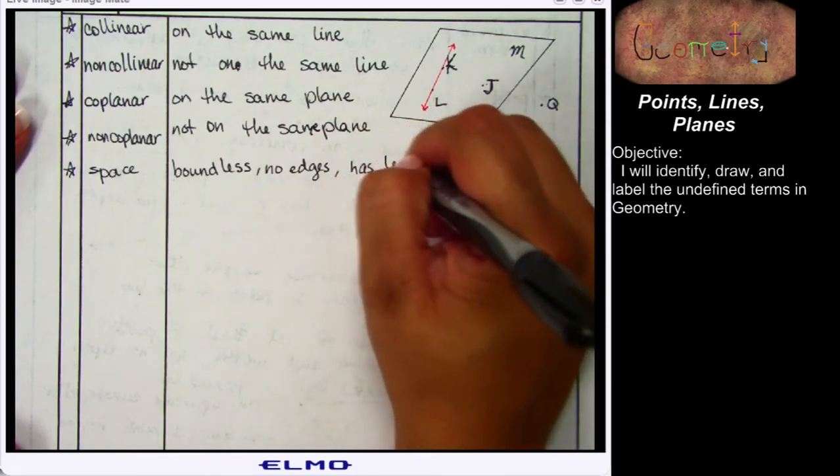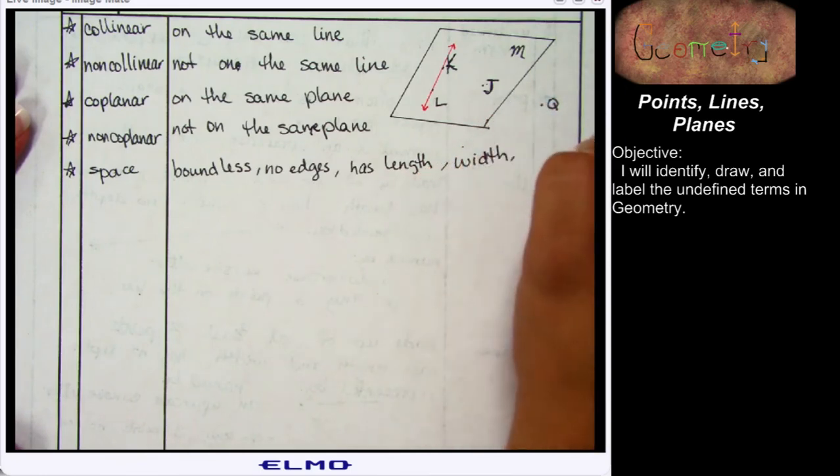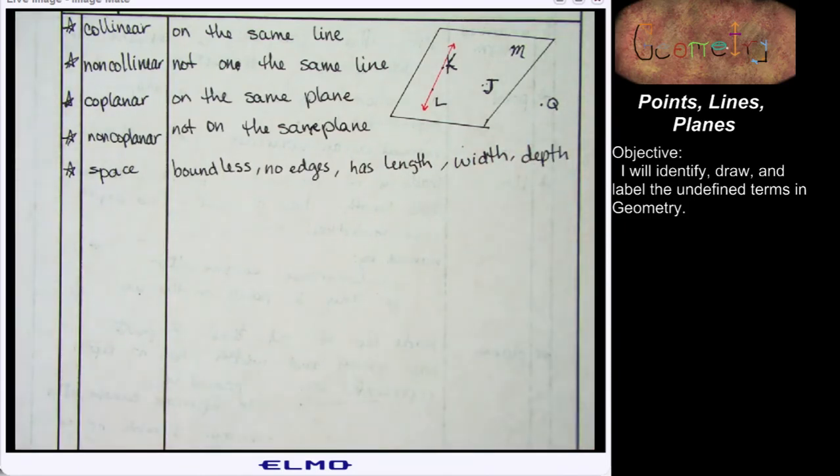Space has length. We can talk about how long a space is. Space has width. We can talk about how wide space is. Space has depth, so we can talk about how deep space is. You right now are sitting in a space because you could move and talk about how long you move backwards and forwards. You can go sideways and talk about how wide your steps are. You could jump up only to have gravity pull you right back down. You have a length and a width and a depth. You are in space. We don't have a representation for it, and we don't have a way to name it. I'm sorry.